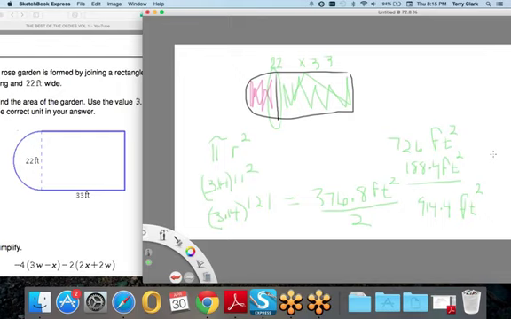Okay, so basically what we did is we found the area of a circle, we cut it in half, and then we added that to the area of the rectangle. And the two together equals the area of the garden, because the garden is made up of a semicircle and a rectangle.